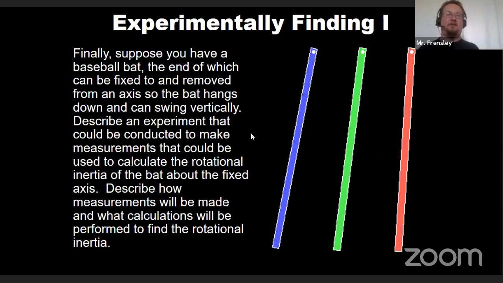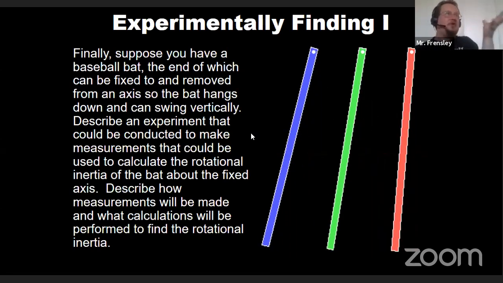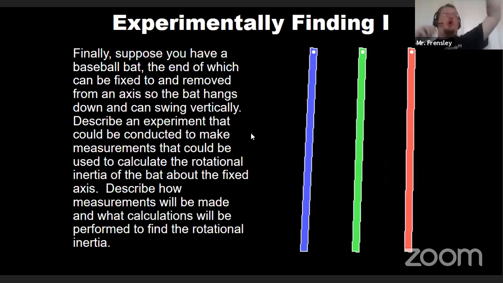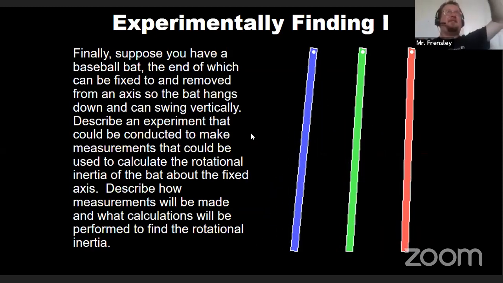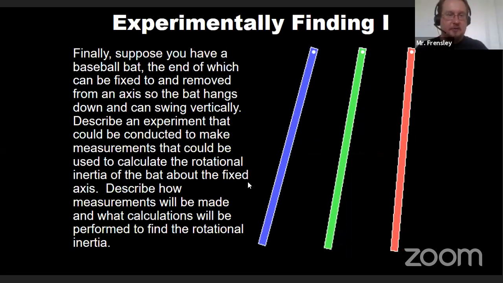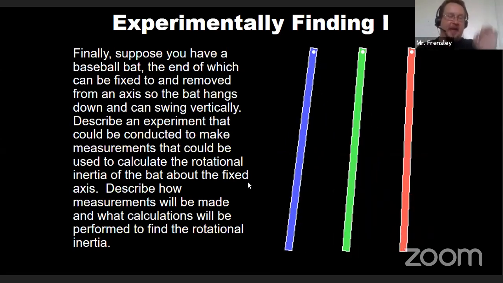I did not animate a baseball bat. Just imagine these rods could be like the baseball bat. So how could you take this baseball bat and either off or on or both of the axis that it could swing down from? How would you measure its rotational inertia? Okay, so about that point where it's fixed to the axis, right?